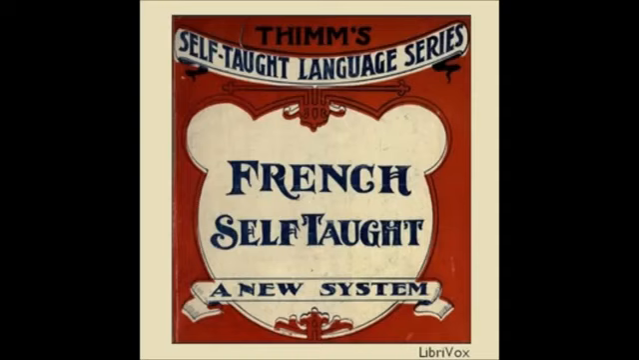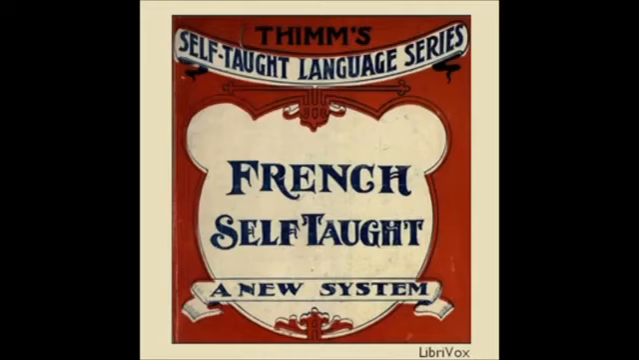Perfect. That I may have been, que j'aie été; that thou mayest have been, que tu aies été; that he may have been, qu'il ait été; that we may have been, que nous ayons été; that you may have been, que vous ayez été; that they may have been, qu'ils aient été.